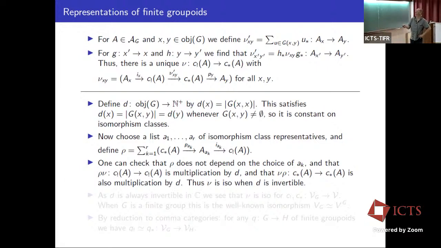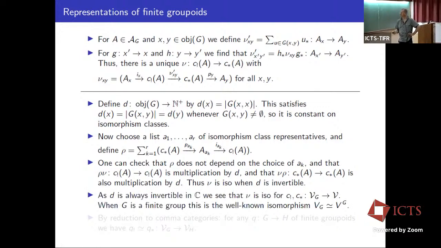in the case where G is a group, or the case where there's only one isomorphism class, d is just a number and you're just multiplying by that d. And so in particular, if d is invertible in the relevant context, then your nu is going to be an isomorphism. It's an exercise. You do just unwind the definitions. Okay.